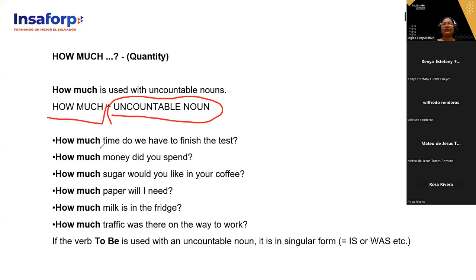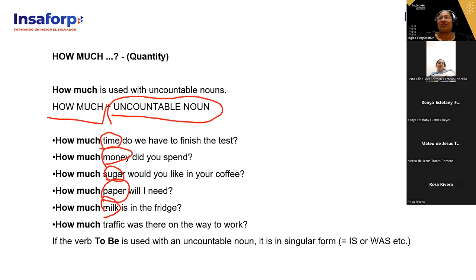How much, for example, time. How much money. How much sugar. How much paper. How much milk. Teacher, yes. Time can be measured, but that is not the same as being able to count it. Okay. How much time? For example, the question says, how much time do we have to finish the test? The word time is uncountable, but in the answer, you are going to say 2 hours. Countable: hours, minutes. But the word time, you are not going to say it in the answer.